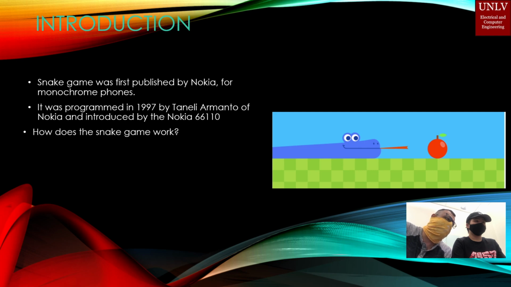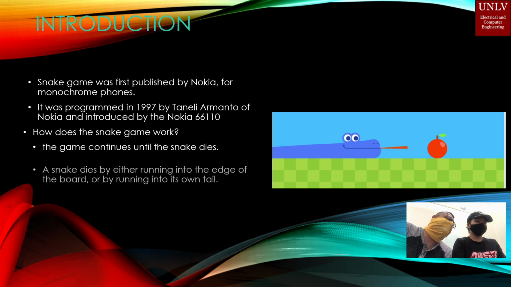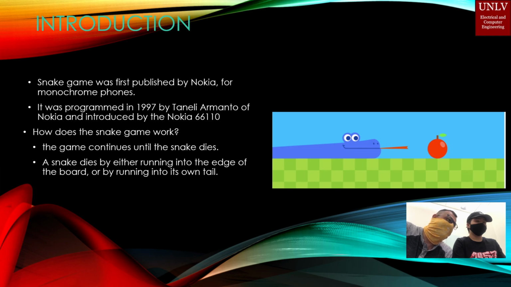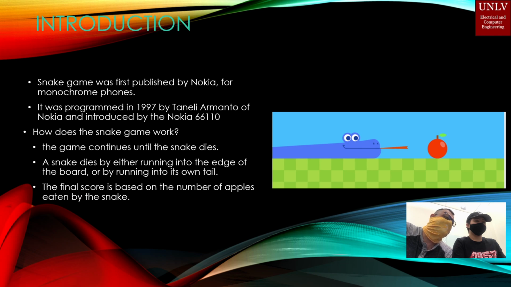How does the game work? The game continues until the snake dies. A snake dies by either running into the edge of the board or by running into its own tail. The final score is based on the number of apples eaten by the snake. The highest score recorded has been 252 points, which is 252 apples.